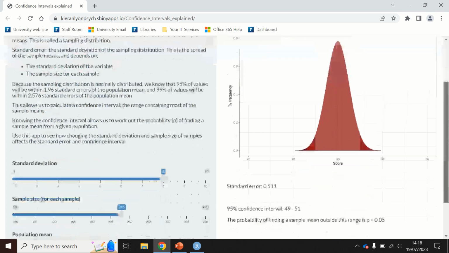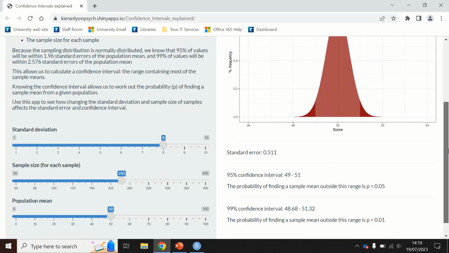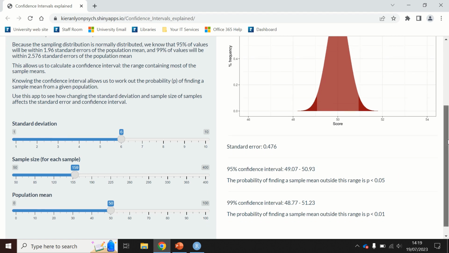And what you're going to do now, and what I'd like you to do, is for different standard errors and different sample sizes, I'd like you to just play around with this and find out what the confidence intervals would be for different means.